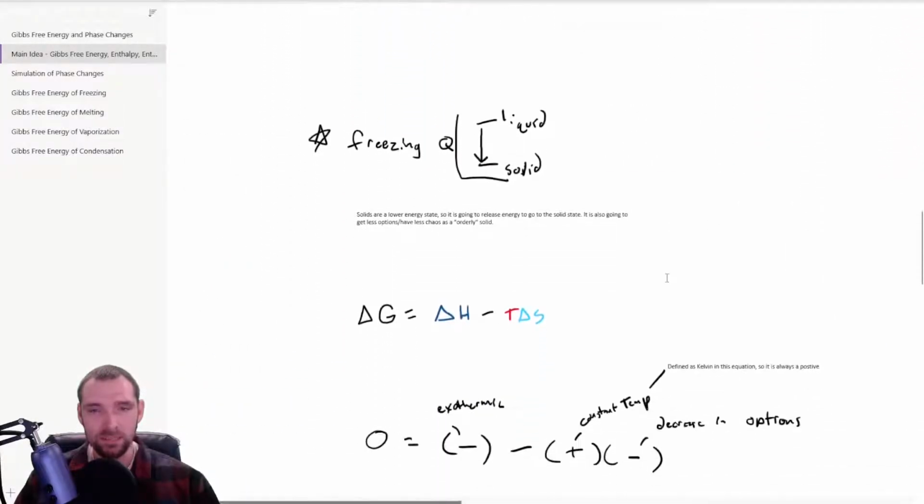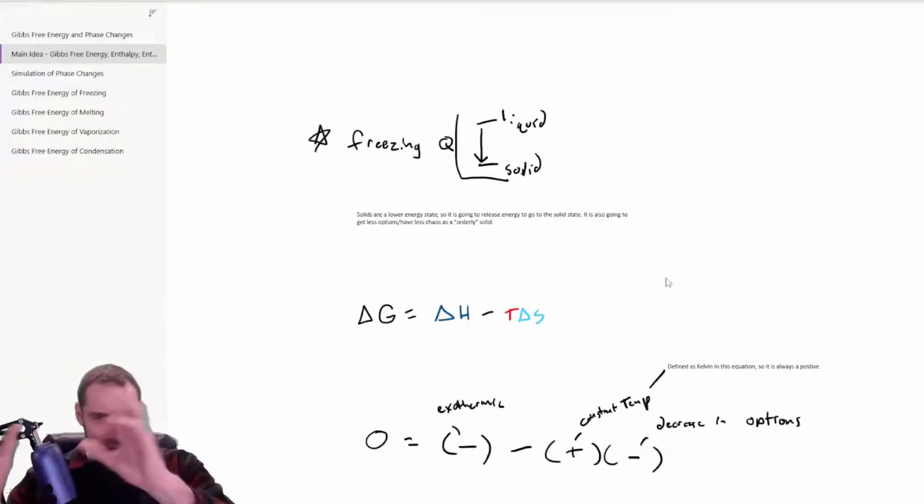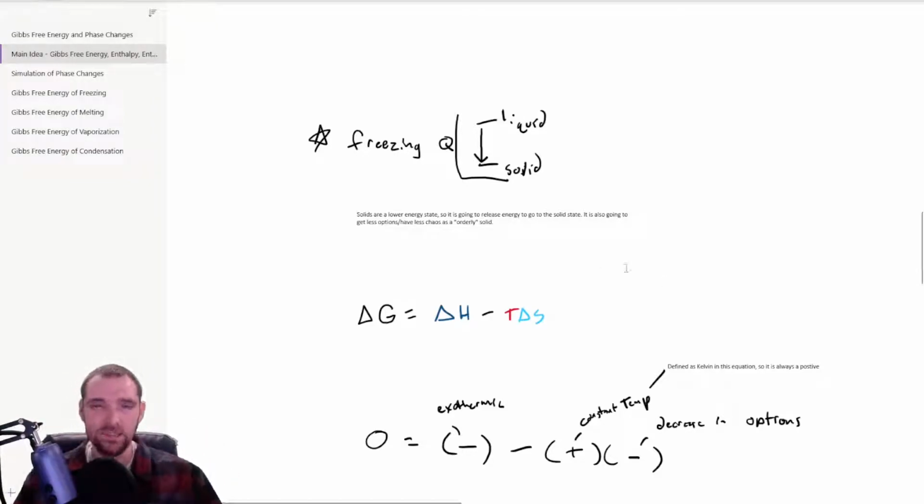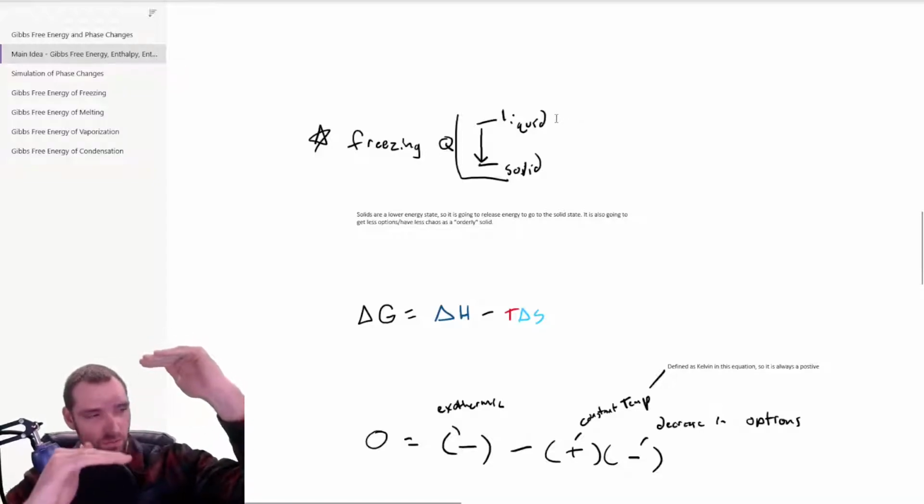But if we're talking about freezing, what you're saying is, if you think about it, a liquid's moving a lot faster, and a solid's pretty slow and still and compact. And so the liquid is a higher energy state. So we're going from a liquid to a solid.